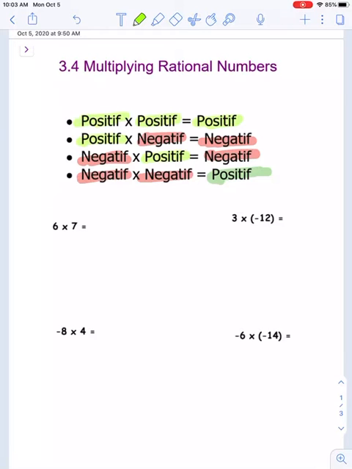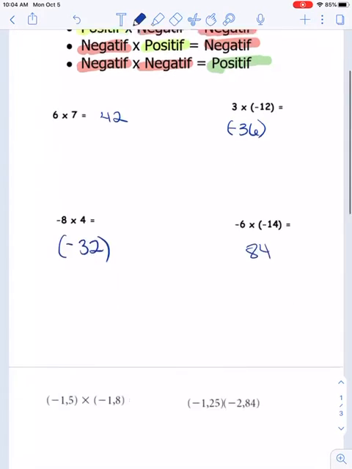Now, keeping that in mind, if I have 6 times 7, they're both positive, so I know my answer will be positive. It gives me 42. If I have 3 times negative 12, I know it's going to give me a negative answer, negative 36. If I have negative 8 times 4, it's going to give me negative 32. Negative 6 times negative 14, 2 negatives gives me a positive. Gives me 84.